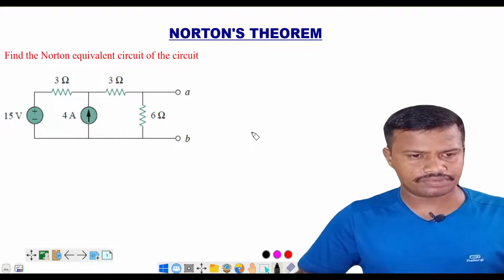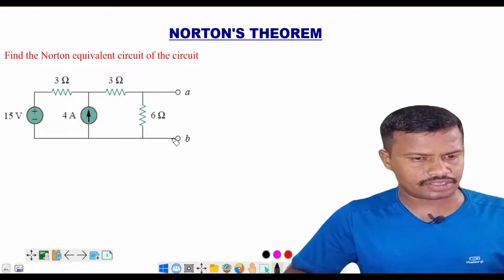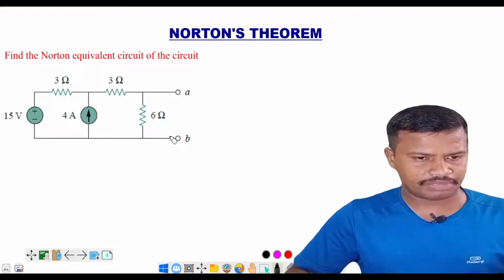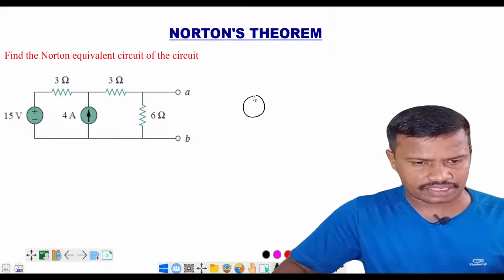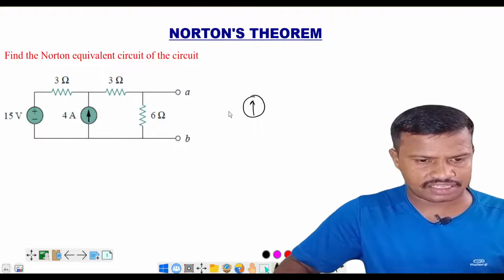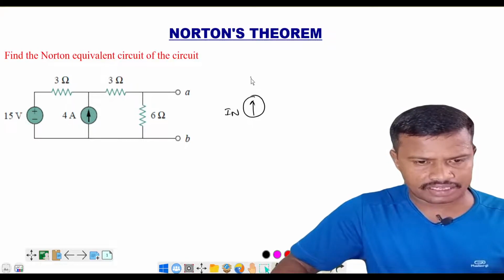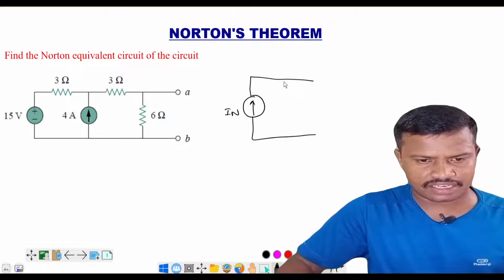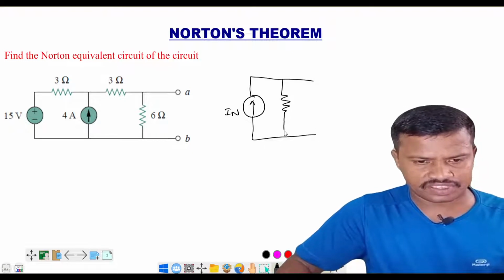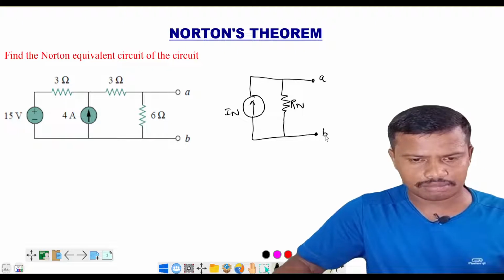In this video, we will see how to draw the Norton equivalent circuit for a given circuit diagram. As we know, the Norton equivalent circuit is a current source in parallel with a resistor. So the current source we will draw like this. This is IN, and a resistor is connected in parallel with the current source. This is Rn, and this is terminal A and this is terminal B.